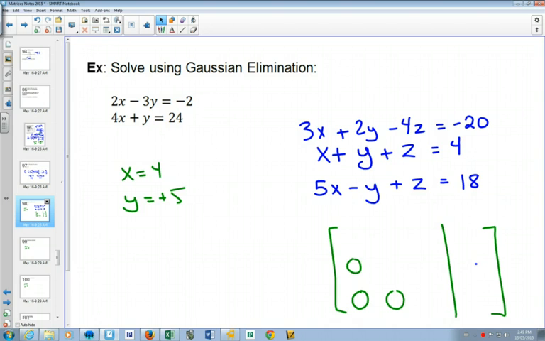Now, try the 3 by 3, and your goal is to eliminate it down to zeros in the bottom left-hand corner. And then we'll do a 70 by 70.